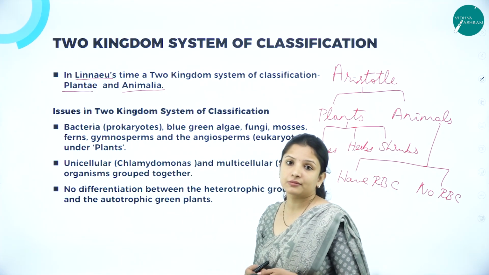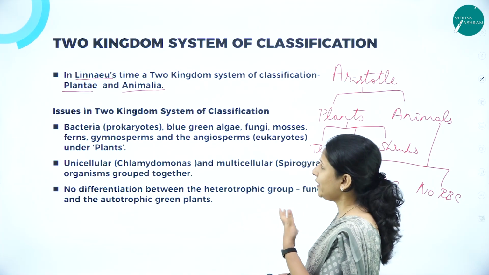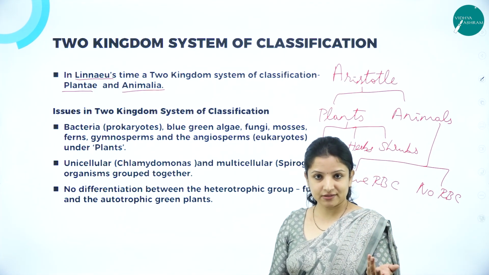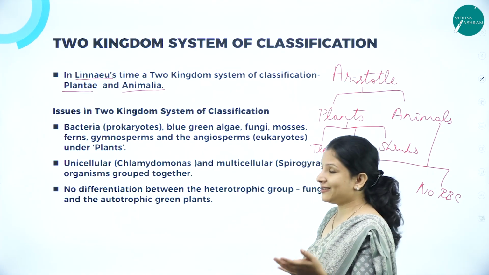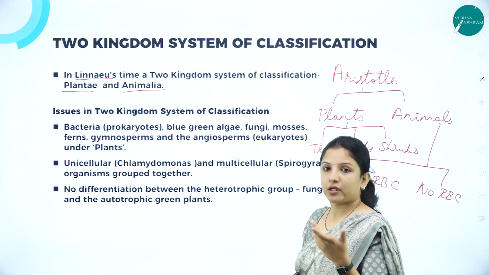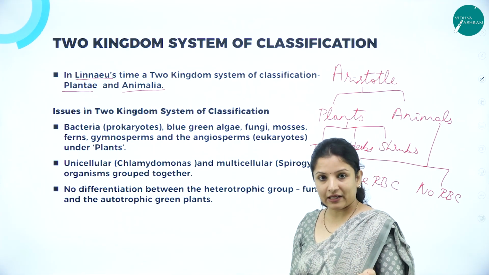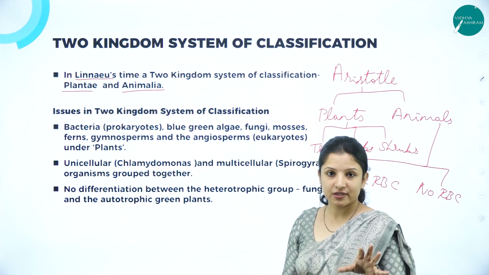Again, in this two-kingdom system, there are a lot of issues because we cannot put the protist groups like euglenas, parameciums, all of that, under Plantae, nor can we put them under animals, nor can we put bacteria under animals. So lots of confusions are there.